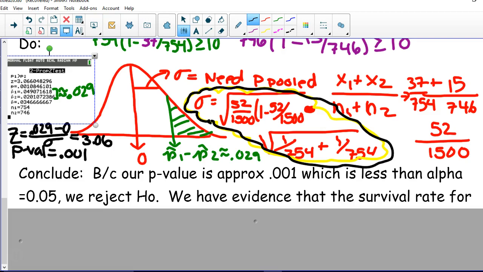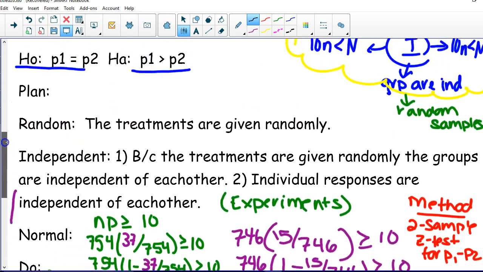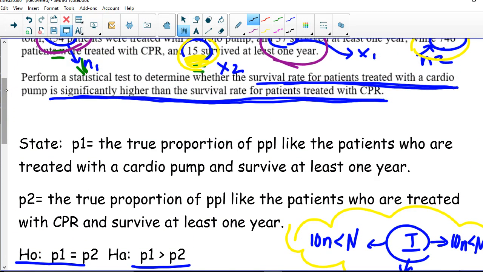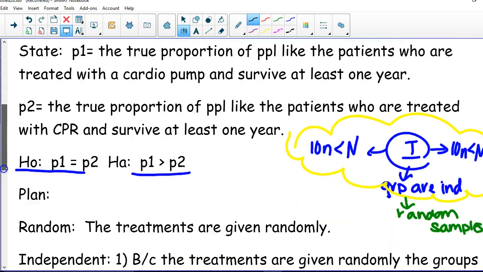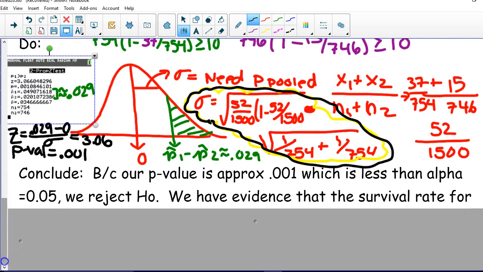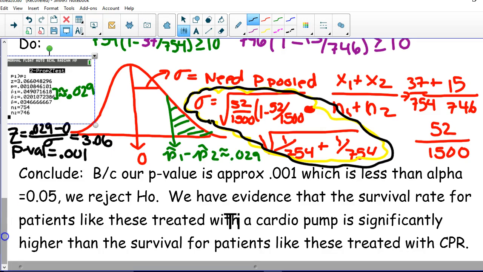Now what I'm going to do to help me with that alternative is go to what the question's asking. Again, the question is: is the survival rate for patients treated with a cardio pump significantly higher? And we just found evidence for that, so I'm just going to rewrite that. And you can see I did that right here. We have evidence that the survival rate for patients like these treated with a cardio pump is significantly higher than the survival rate for patients like these with CPR.